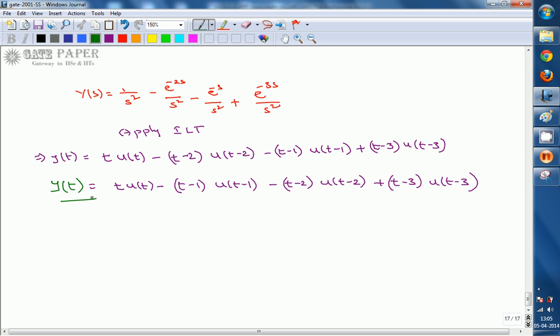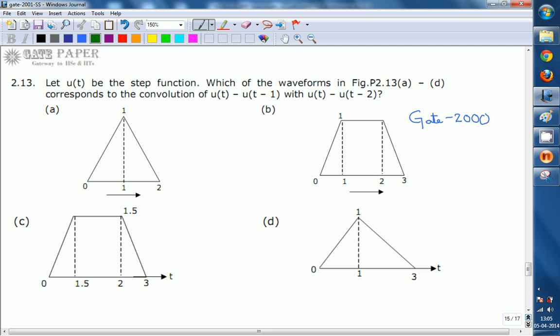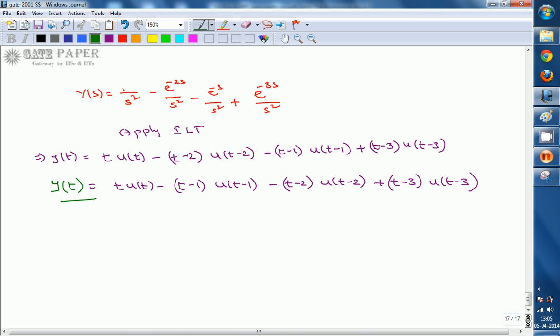Then the answers are given in the form of waveforms. Now we need to draw the waveform for the obtained y(t). Individually we'll draw each and every term. So t into u(t) is nothing but a ramp starting at t equals 0. It goes on like this.